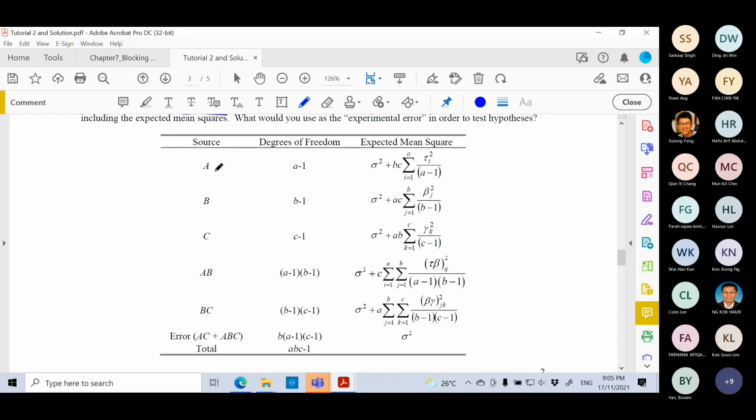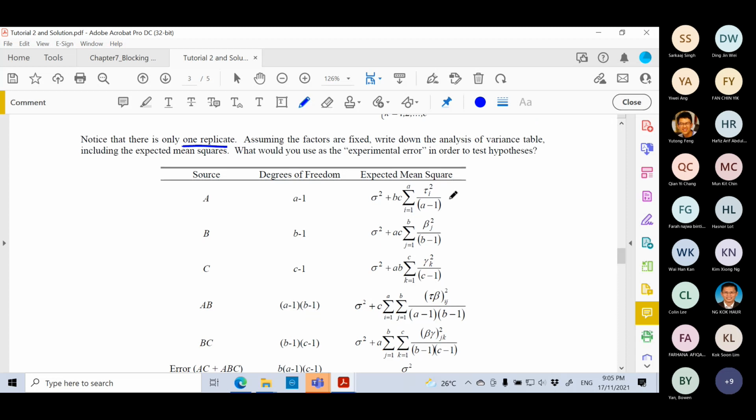Okay. So just now, if you see the expectation, if you are studying the factor A, you have tau i square. Study factor B, beta j square, gamma k. Then AB is tau beta, beta gamma. And then the bottom here is divided by their degrees of freedom. And if you study the B, you get the AC. If you study the C, you get the AB. If you study the AB, you are left with only C. All the expected mean squares will consistently have the same formula.